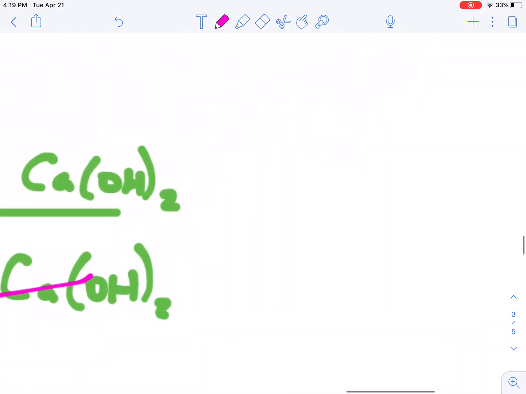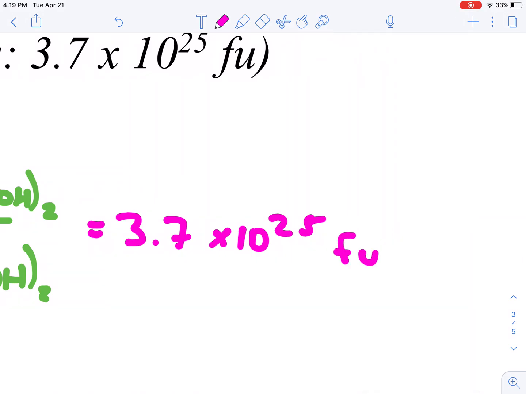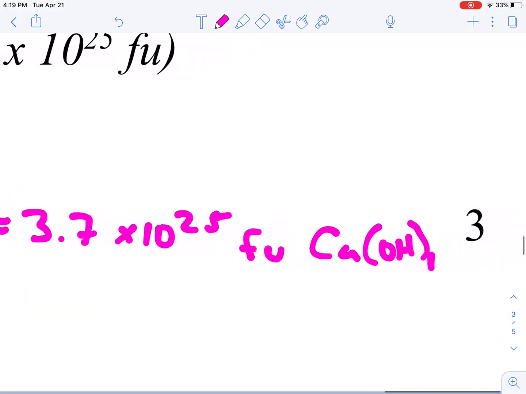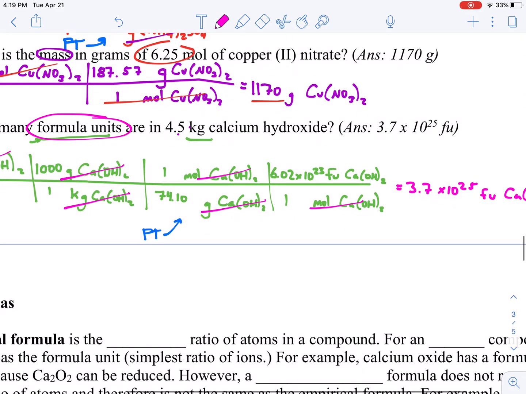If we do this math, we will get 3.7 times 10 to the 25th power formula units of calcium hydroxide, OH2, pardon me. And you'll notice that we have 2 sig figs, because we started the problem with 2 sig figs right there.